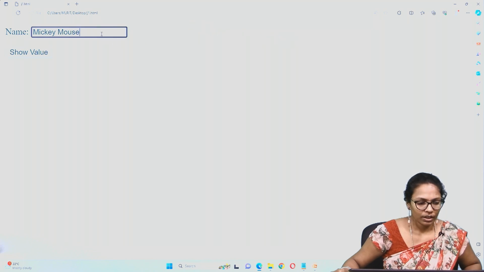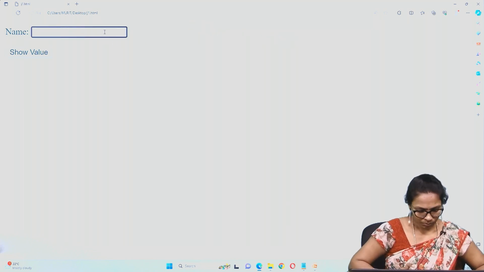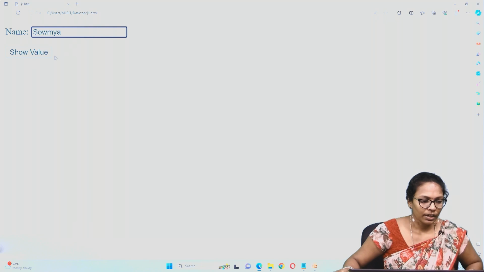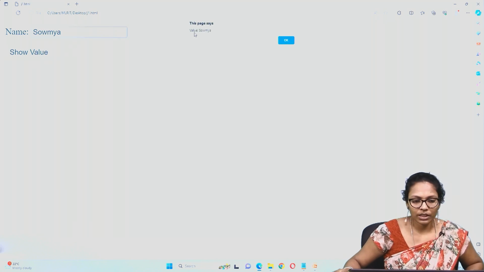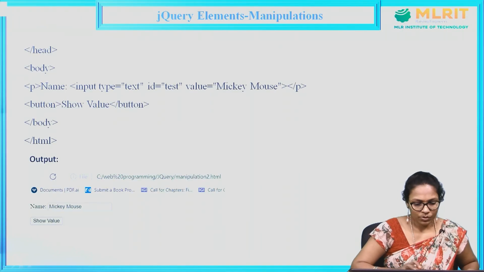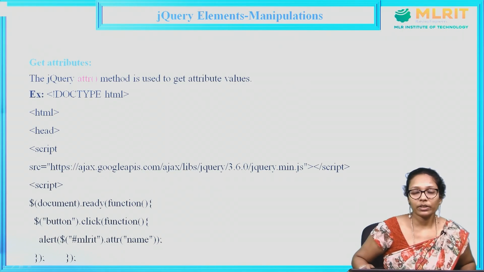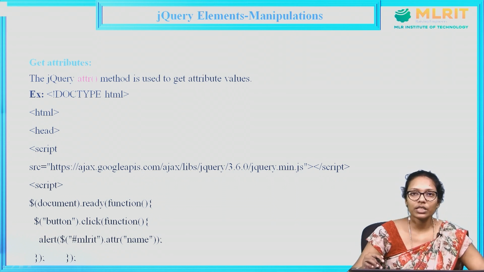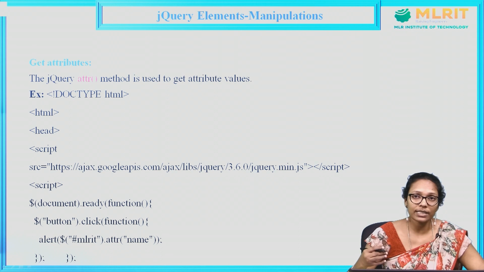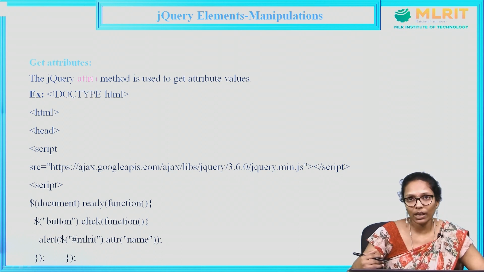Now I'm changing this value to something else and clicking on show value. See, now it is showing the value present in that text field. So that's the use of the val method. Now, how to get the attribute value? Till now you have seen how to access the text value, how to access the HTML, and how to access a particular element's value using the val method. Now how to access the attribute value.